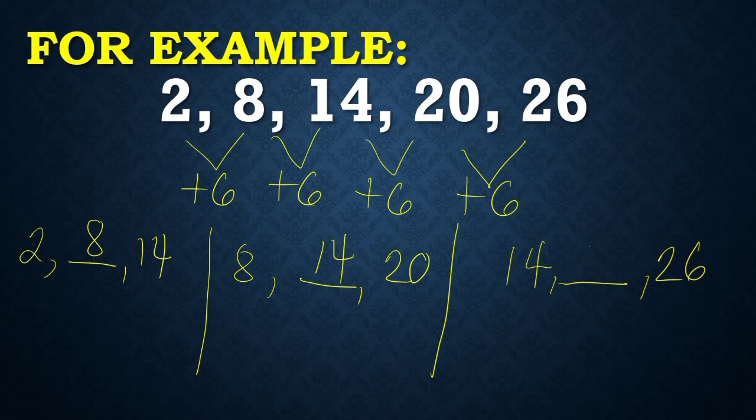Divided by 2, 20. So, ang tawag natin dun sa 8, 14, and then 20, arithmetic means sila ng 2 and 26. Pag arithmetic means, tandaan, nasa gitna sila. Hindi pwedeng nasa gilid, nasa unahan, o kaya nasa hulihan. Lagi silang nasa gitna.